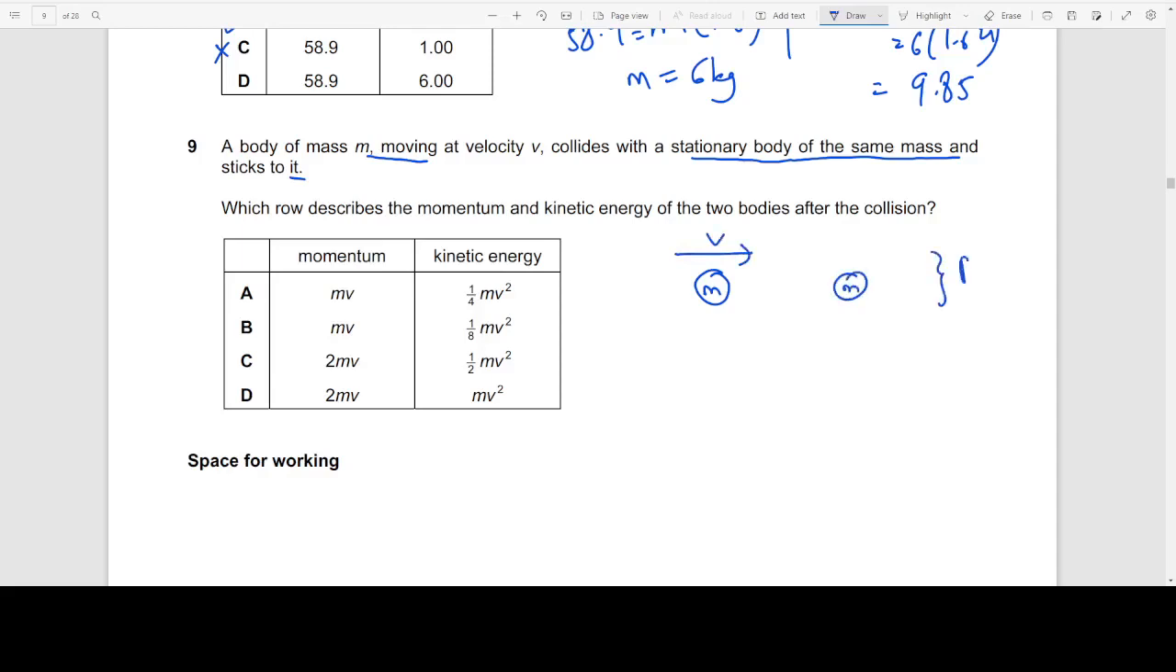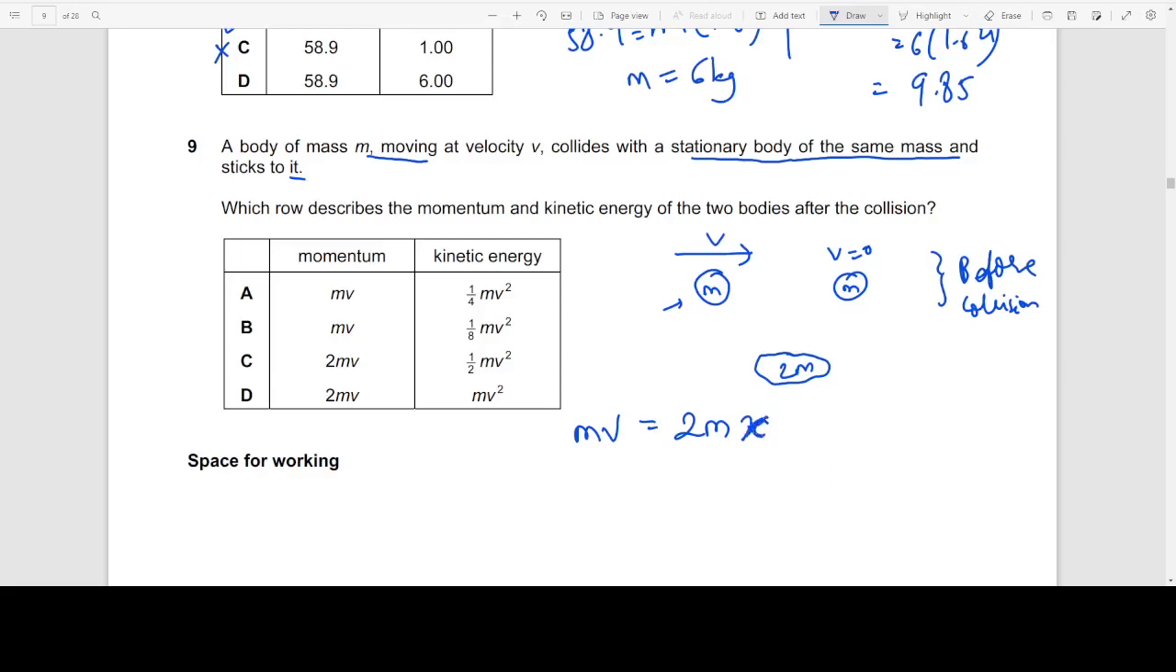So, this is before collision, and velocity is 0 for this one. Then they combine to form a mass of 2m, and we just have to find the momentum and kinetic energy of the two bodies after the collision. So well, we know one thing, that momentum before collision is equal to momentum after collision. So before is m into v for this, and after is 2m, let's say the velocity is x.